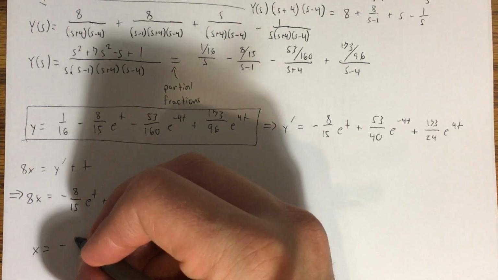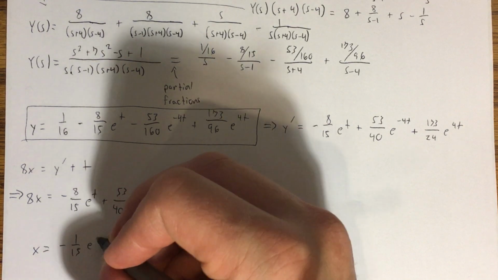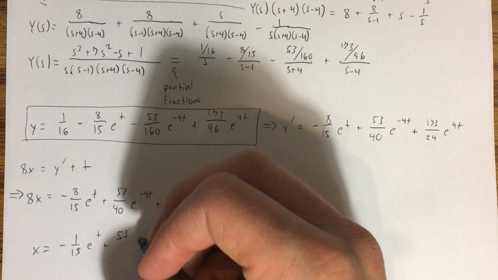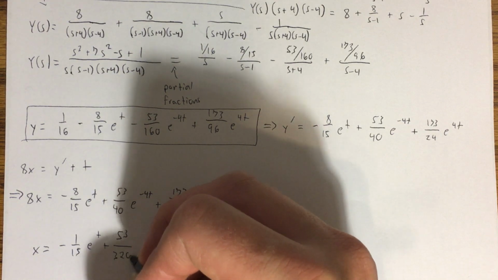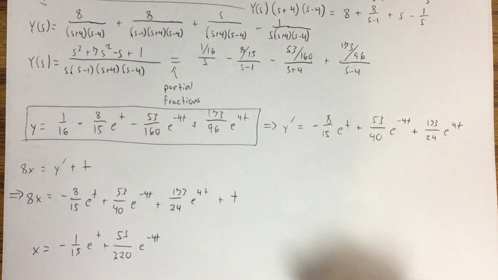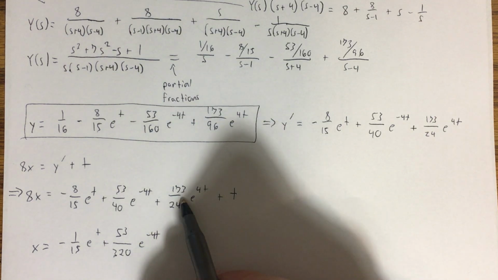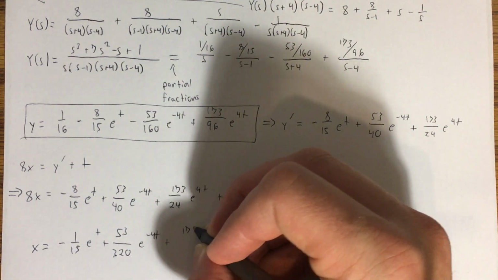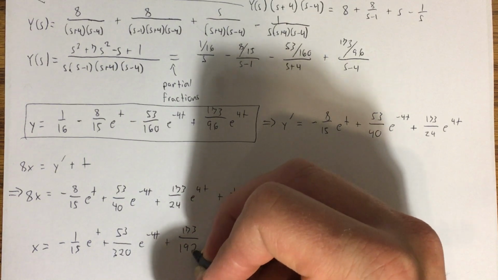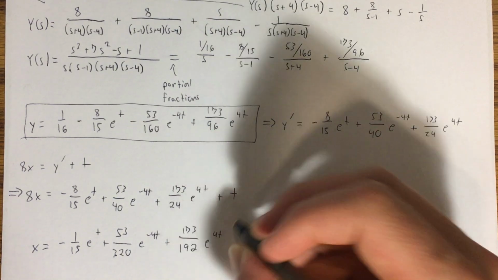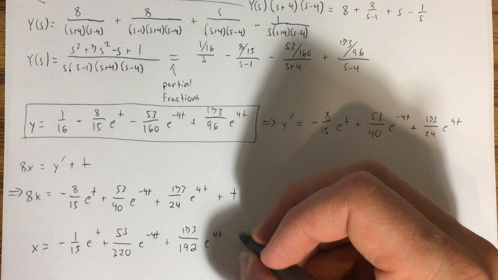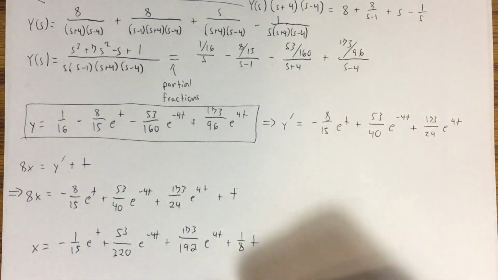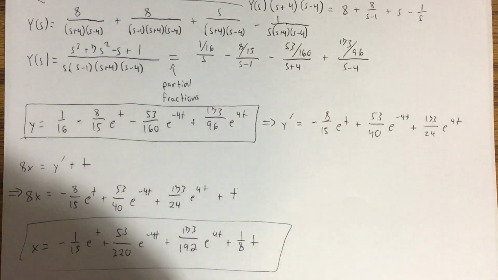X is equal to negative 1/15 e to the t plus 53 over, this would be 320 e to the negative 4t. Divide this guy by 8, and we're going to have plus 173 over 192 e to the 4t, and then finally dividing that by 8 will give me 1/8 t. Okay, and that gives me x.